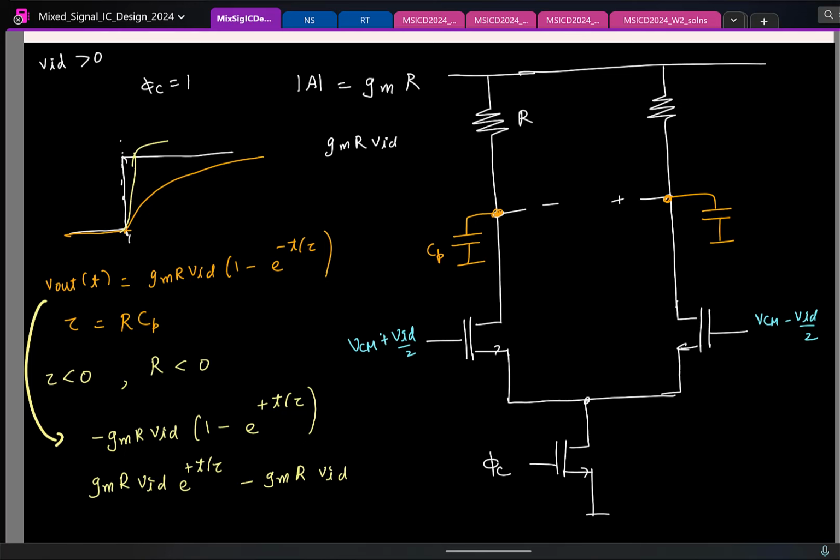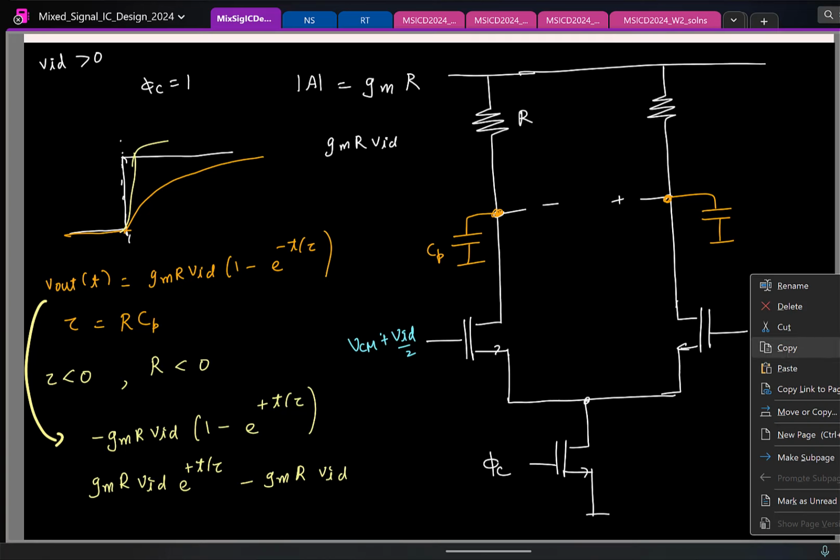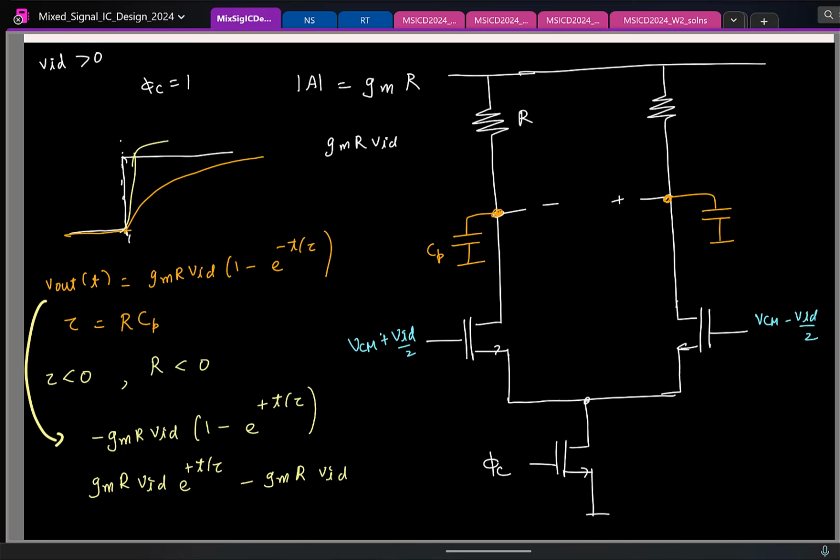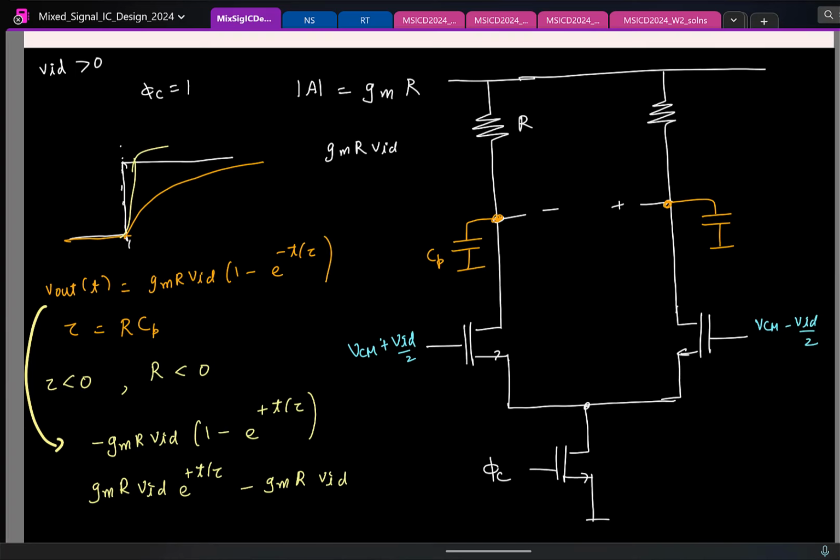But of course that begs the question, how can I get negative R? It's not like you can go to a shop and say I want a minus 10 kilo ohm resistor, you give me. Obviously it is not physically present. So we have to put some makeup and make it look like it's a negative resistance. Okay. Till this point it's clear. So let's see how we can get a negative resistance.